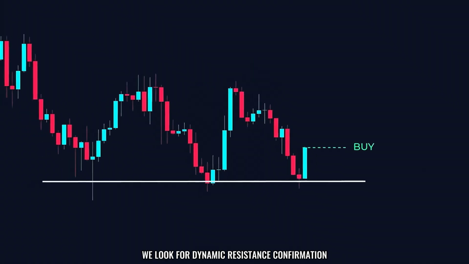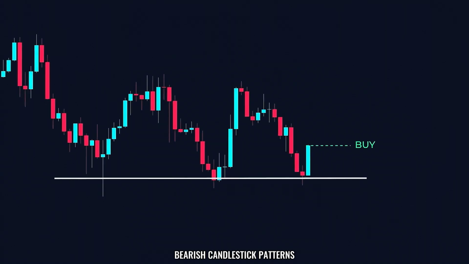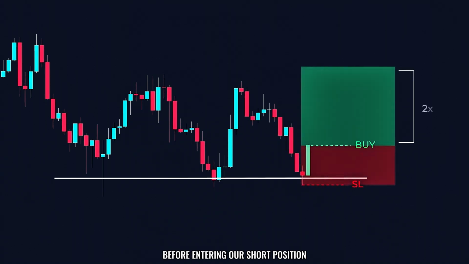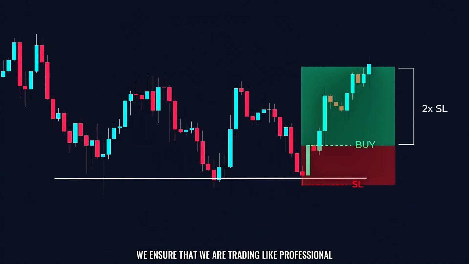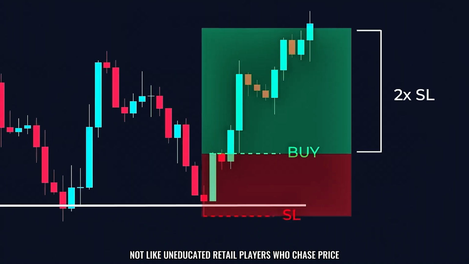We look for dynamic resistance confirmation, bearish candlestick patterns, and increasing bearish volume at the channel ceiling before entering our short position. By combining the price channel structure with secondary technical indicators, we ensure that we are trading like professional smart money, not like uneducated retail players who chase price.